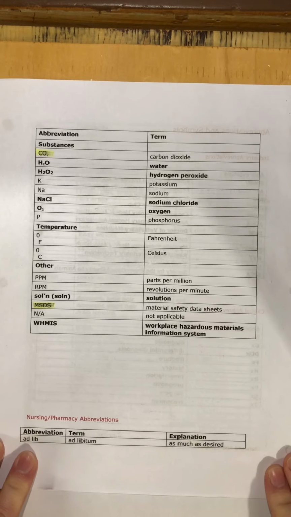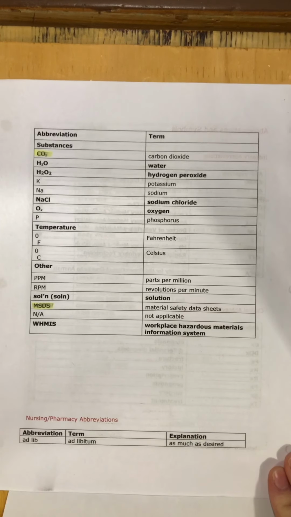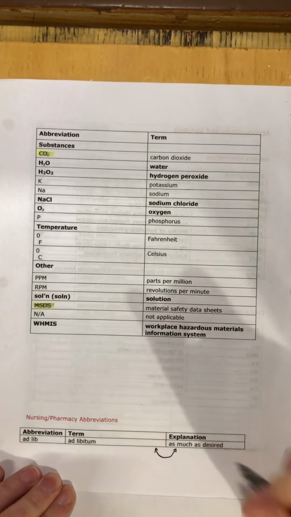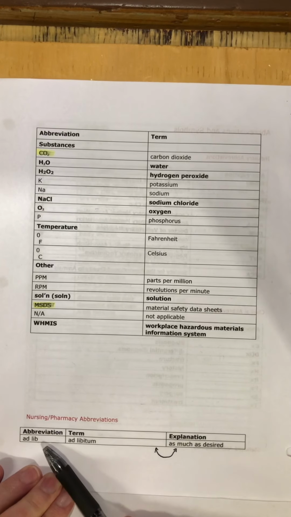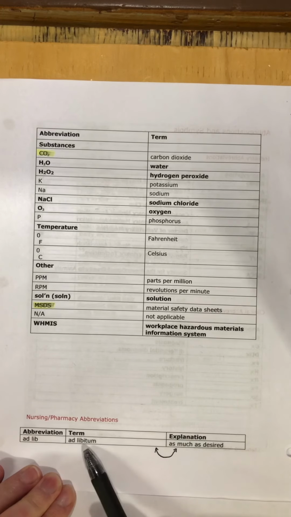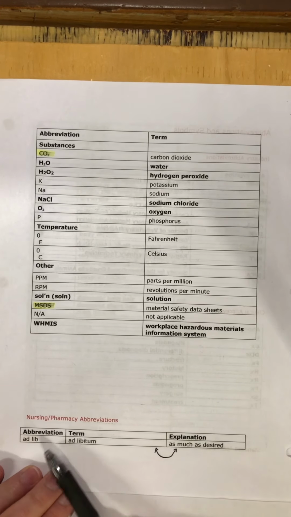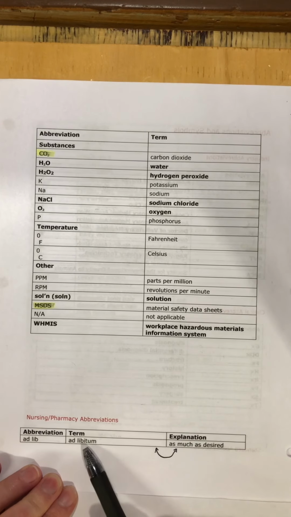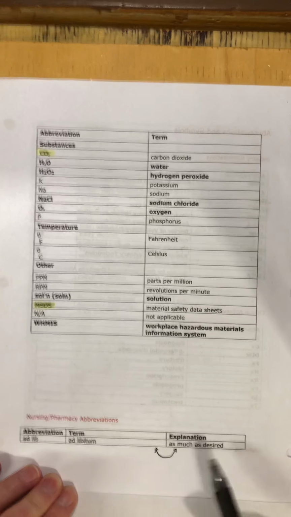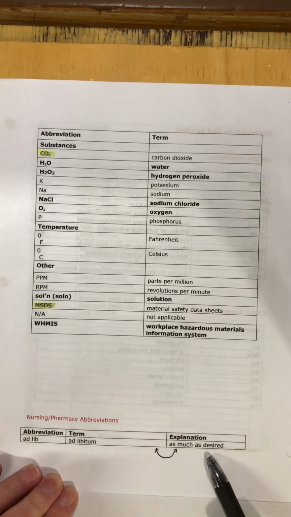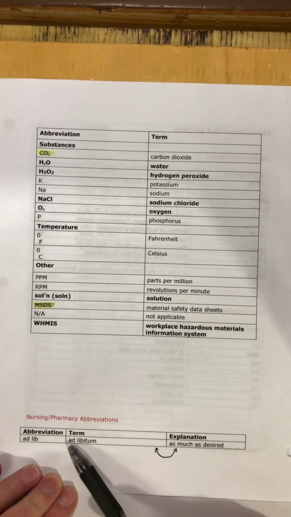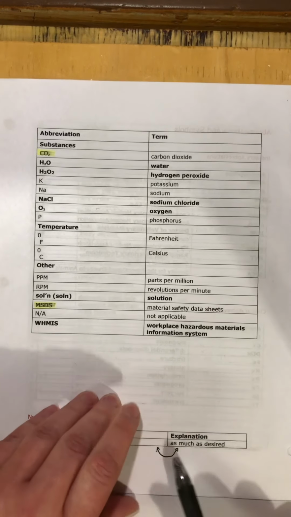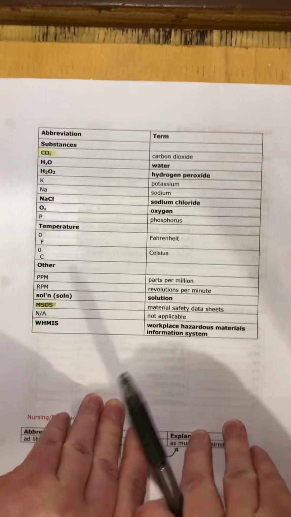So our first term is ad lib. When you're making flashcards for these, I would switch these two. The explanation is ad libitum. That's the Latin term that ad lib is short for. I don't care if you know that ad lib is short for ad libitum. I want to know that you know that it means as much as desired. So it basically means at liberty, take as much as you'd like. So as much as desired would be the term.